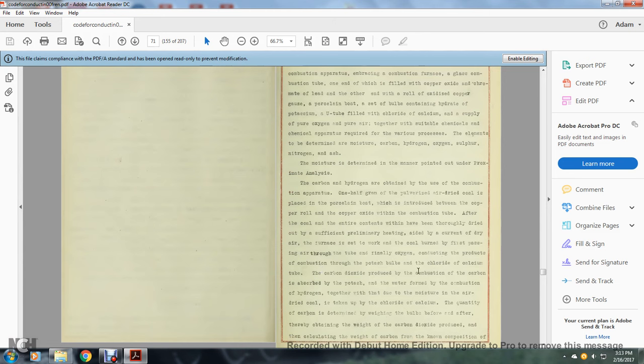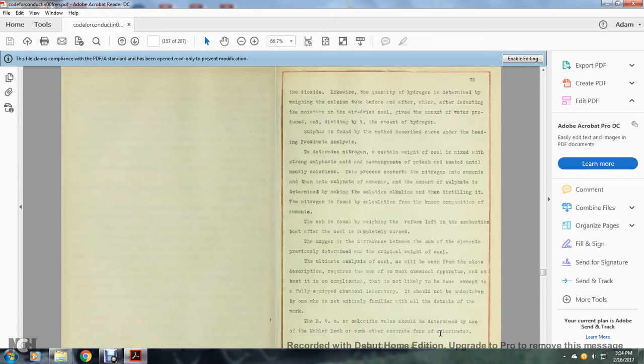The carbon dioxide produced by the combustion of the carbon is absorbed by the potash, and the water formed by the combustion of hydrogen, together with the moisture of the air-dried coal, is taken up by the calcium chloride. The quantity of each is determined by weighing both before and after, thereby giving the weight of carbon dioxide produced, and the weight of the carbon is calculated from the known composition of carbon dioxide. Likewise, the quantity of hydrogen is determined by the weight of the calcium chloride tube before and after, deducting the moisture of the air-dried coal, giving the amount of water produced, and then dividing it by 9. The amount of sulfur is found by the method described under the heading proximate analysis.